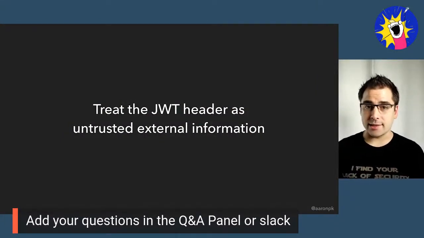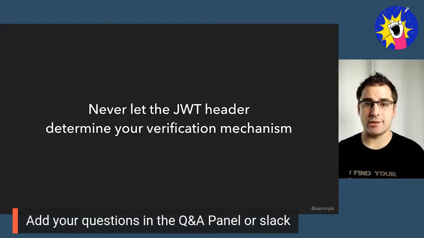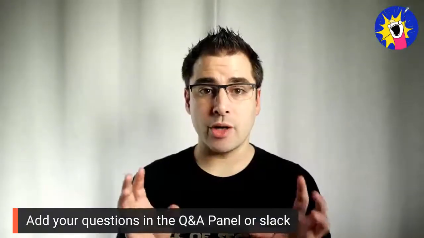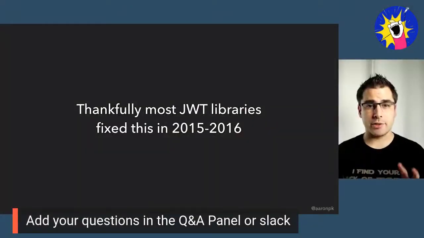Basically, what that means is never actually let the header determine what signing algorithm is used. Instead, when you go to validate a JSON Web Token, you should only use signing methods that you know are safe and that you know you're expecting, which is probably just the asymmetric ones. Thankfully, most JSON Web Token libraries around 2015, 2016 actually fix this by requiring you to tell it which signing algorithms you are expecting when you go to validate a token. That way you can't be tricked into accepting a signing algorithm from the header itself.